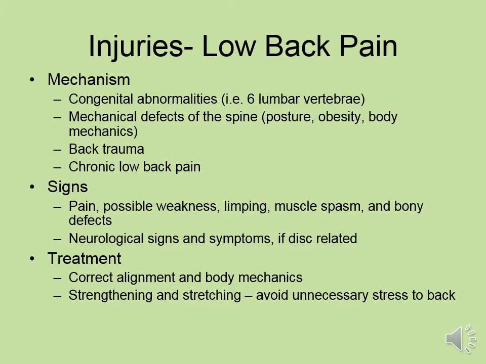We could have somebody who's had a back trauma, like a car accident or a fall, or somebody just might have chronic low back pain. Our signs here would be pain, possible weakness, limping, muscle spasm, and bony defects. People can have neurological signs and symptoms if the injury is disc-related, or sometimes with other types of back injuries as well. So that's not as common with chronic low back pain as it is with either a spondy or a disc issue.